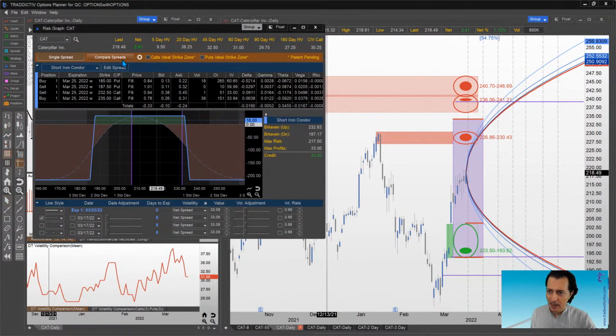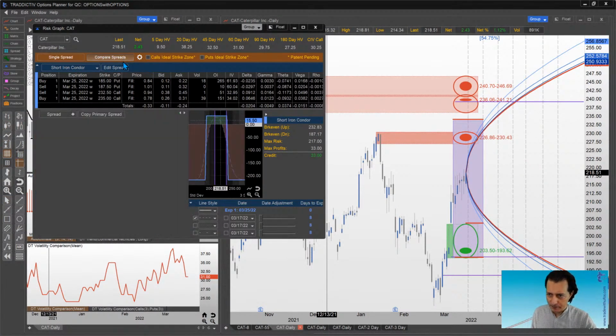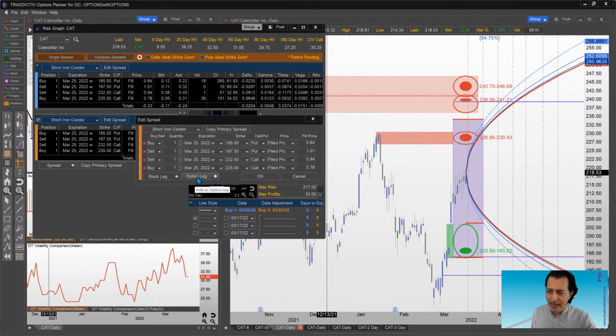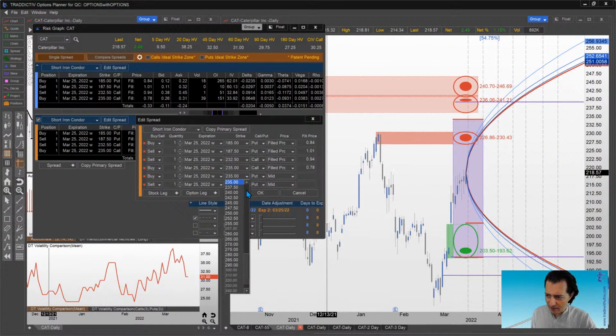So let's take a look at our risk graph, compare spreads, copy the primary, and the first thing I'm going to do is take the primary and emulate that I close the puts. The way I'm going to emulate that is using midpoint, and of course using put. I'm going to add two more legs, where one is buy and one is sell. The one I'm going to buy is the 187.5 put, and the one I'm going to sell is the 185 put. Let me explain that.